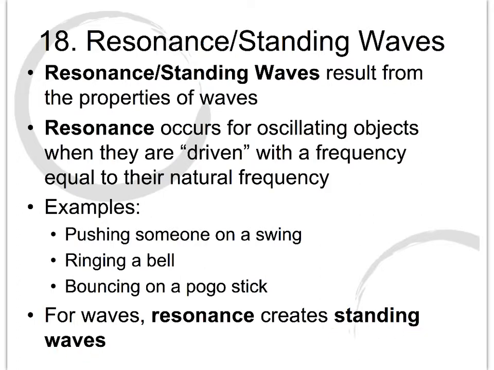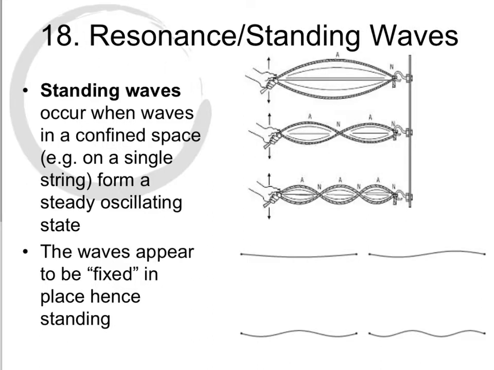When we're talking about resonance with waves, resonance ends up creating what we call standing waves, and we'll take a look at examples of that on the next slide. Standing waves are going to occur when waves are in a confined space. Maybe they're in a fixed part of a string. We could have a fixed end on our boundary. We could have a free end on our boundary. That's going to affect what the standing waves look like, whatever that boundary condition is. But as long as they're in a fixed space, we have an opportunity for standing waves to form.